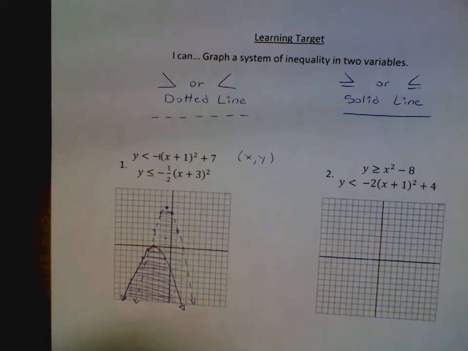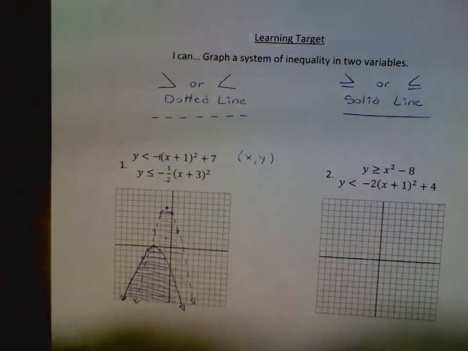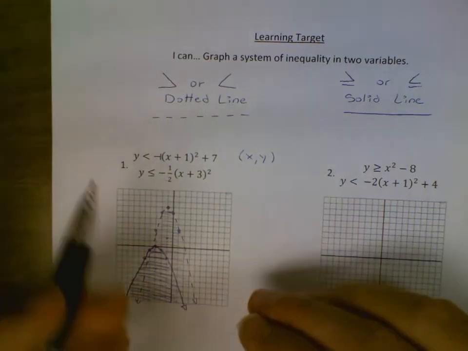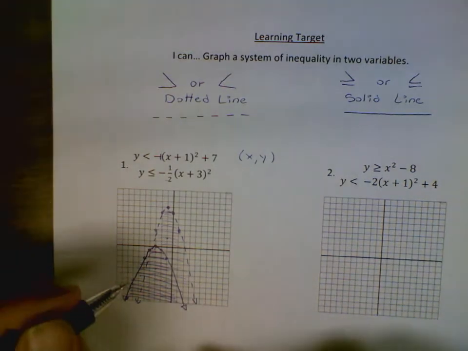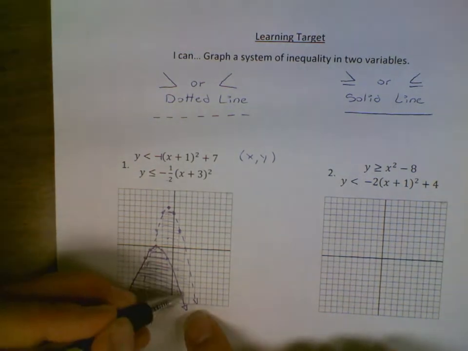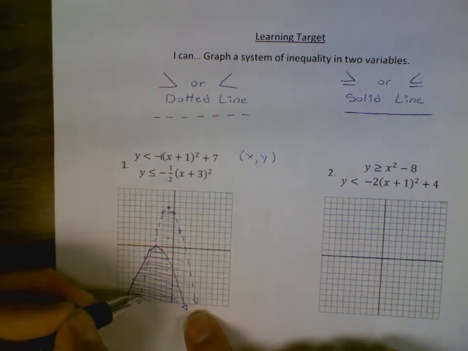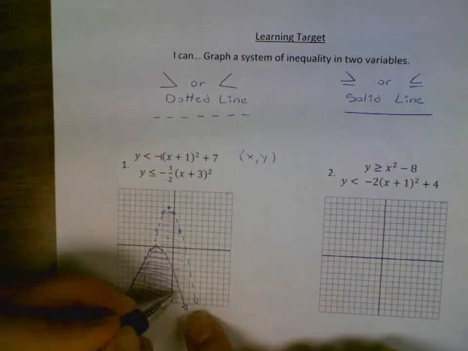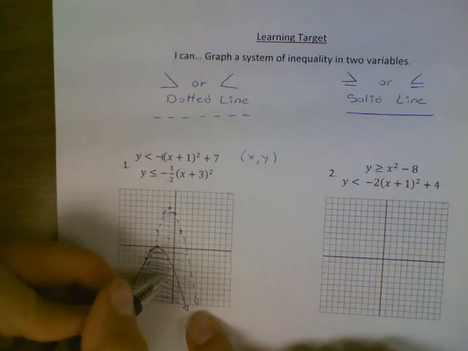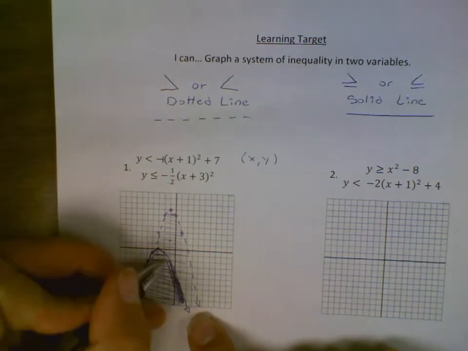Okay, and then the solutions to the system are where those shaded regions overlap. So you'll notice I want to be underneath the solid line and underneath the dotted line, so they overlap in this region here. So I'm going to darken that region in.